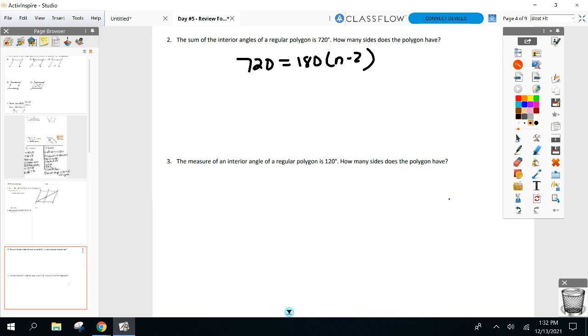From here, do something with the 180, please. Don't add 2. That's embarrassing as honor students, right? I don't want to add 2. I either divide by 180 or I distribute it. It's your call. But don't add 2. Where do we go from there? Your teachers at the middle school would be so disappointed. n minus 2 equals 4, so n equals 6.